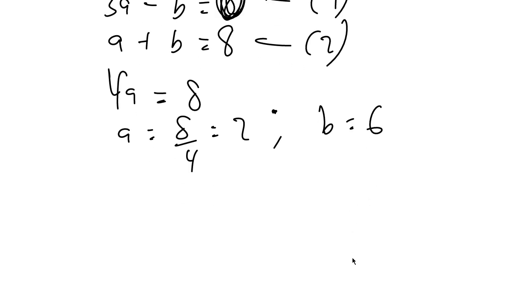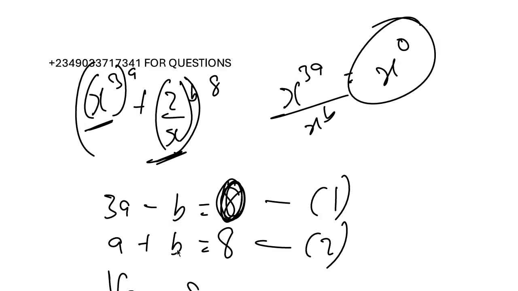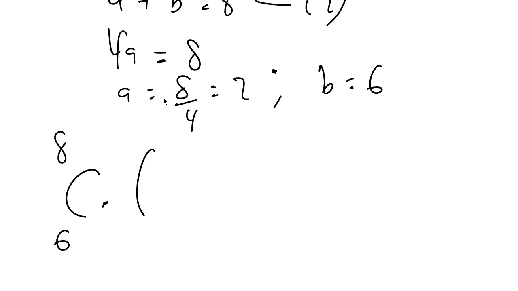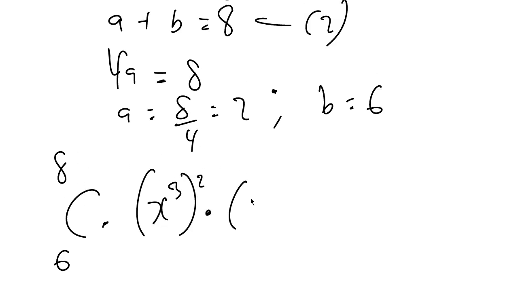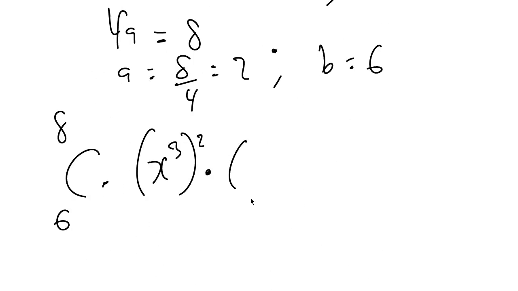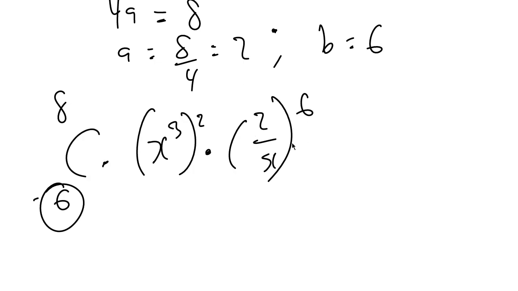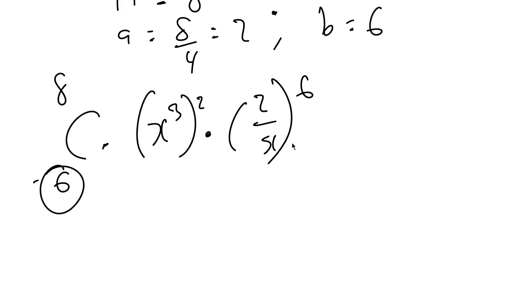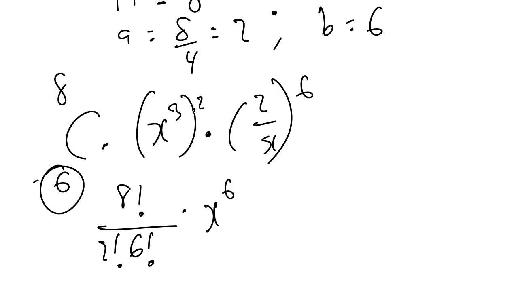So what will now be the constant term or the independent term? To be 8 combination 6. Then take the components, x cubed to the power what? 8 minus 6. 8 minus 6 is what? 2. Multiplied by what? 2 over x, which is the second component, to the power of this, which is what? 6. Then on simplification, sorry for that, 8 combination 6 is what? 8 factorial over what? 8 minus 6, we can write it as 2 factorial, 6 factorial, multiplied by x to the power 3 to the power 2. x cubed to the power 2 is x to the power 6, right? Because 3 times 2 is 6.